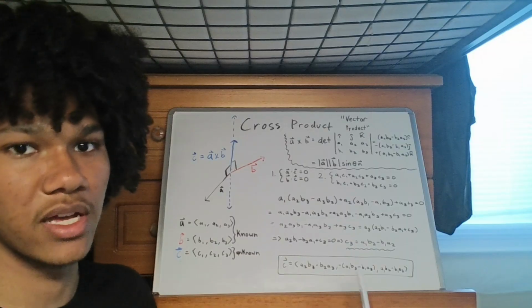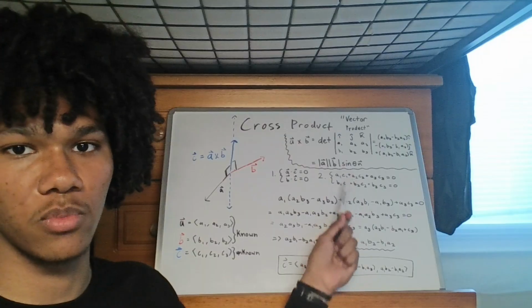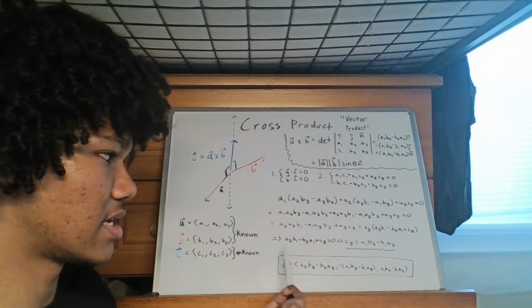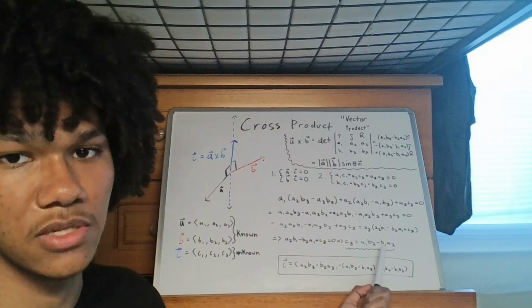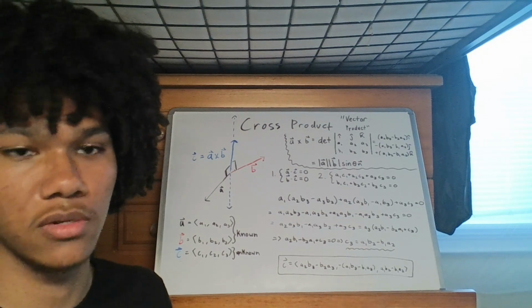But again, it just depends on where you started from here. So once you divide it by A3, it'd give you the final value for C3, which is a combination of terms that we do know.